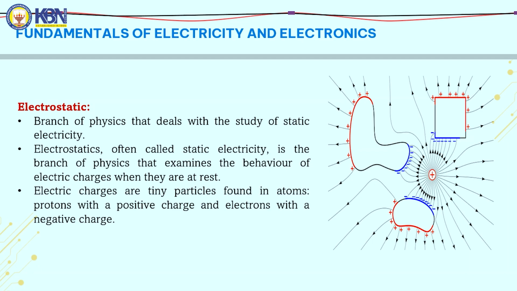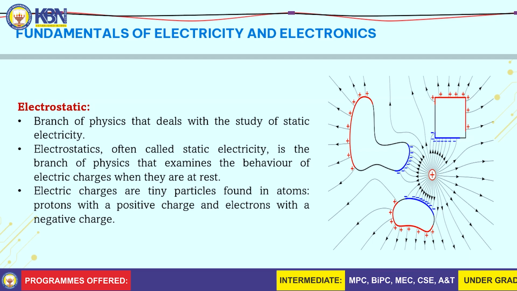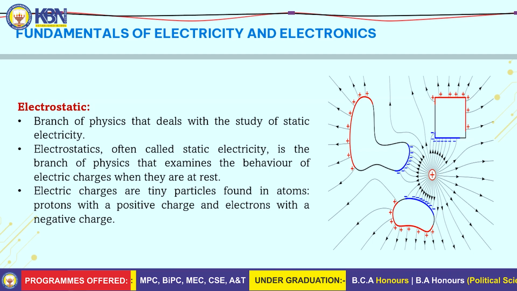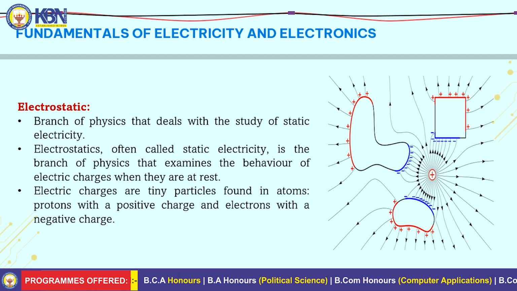Electrostatics is a fascinating branch of physics that deals with the study of static electricity. It is a kind of electricity that doesn't flow like current in our electrical appliances. Instead, it remains stationary, creating mesmerizing phenomena like lightning, static shocks, and the attraction of materials. Electric charges are tiny particles found in our atoms, like protons with a positive charge and electrons with a negative charge. In electrostatics, we explore how these charges interact and how they influence the world around us.